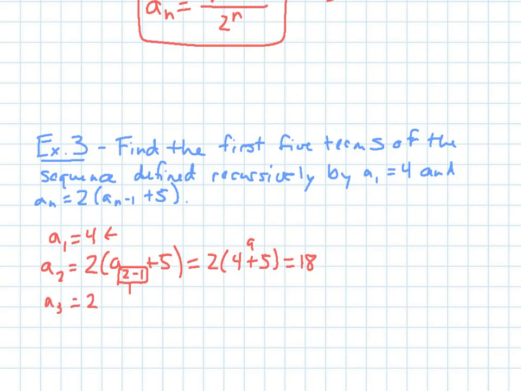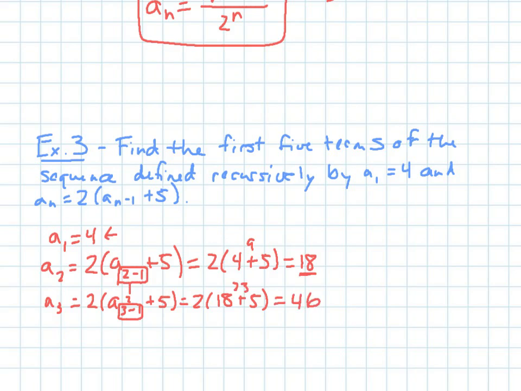Third term, 3. So then it would be a sub 3 minus 1. So that would be the second term. So a sub 2 you just found was 18. So that's what you're going to plug in. So 18 plus 5. So that gets you 23. So that gets you 46 once you multiply it by 2. Okay? And then the process continues.